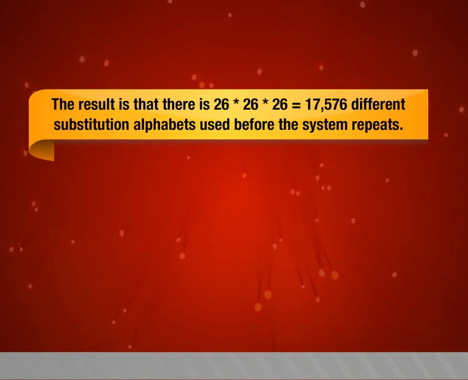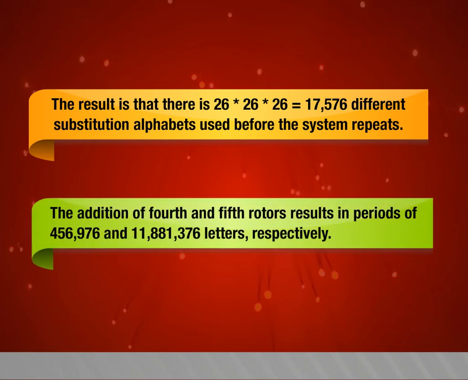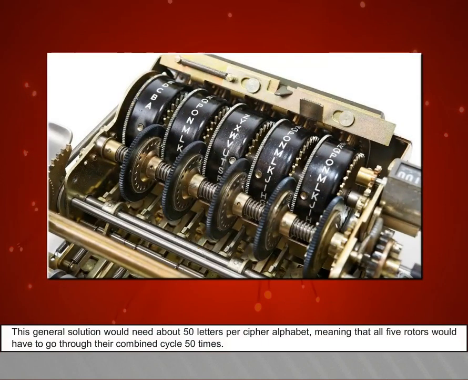The result is that there are 26 × 26 × 26 = 17,576 different substitution alphabets used before the system repeats. The addition of a 4th and 5th rotor results in periods of 456,976 and 11,881,376 letters respectively. This general solution would need about 50 letters per cipher alphabet, meaning that all 5 rotors would have to go through their combined cycle 50 times.